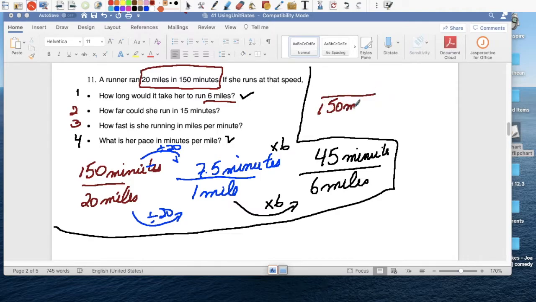There's 150 minutes and 20 miles. You'll see why. So let's change this to unit rate. So 1 minute, how far can she run? En un minuto, ¿cuánto corre ella? La distancia. So divide by 150. So we get 20 divided by 150, and that's going to give us 0.13 miles.